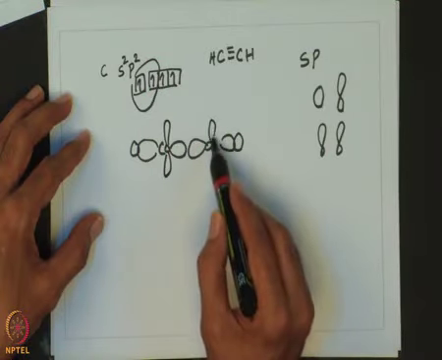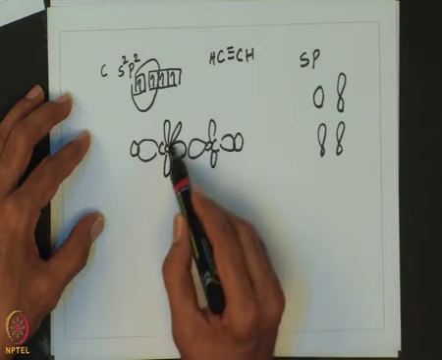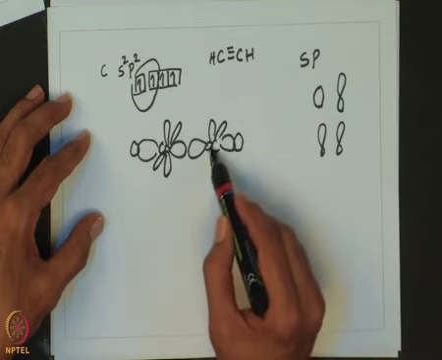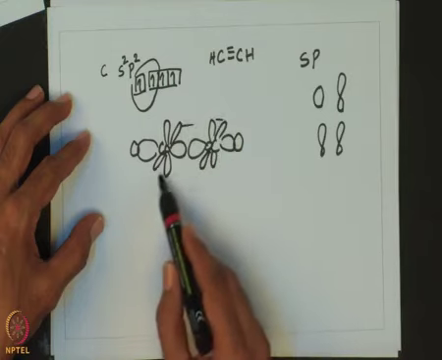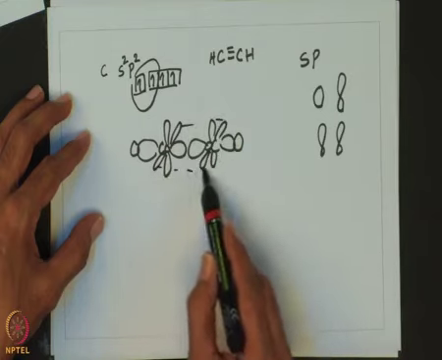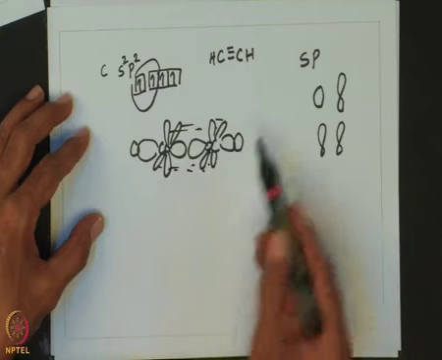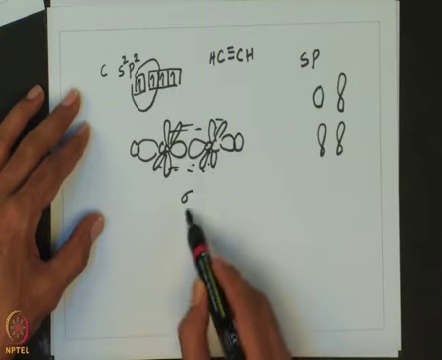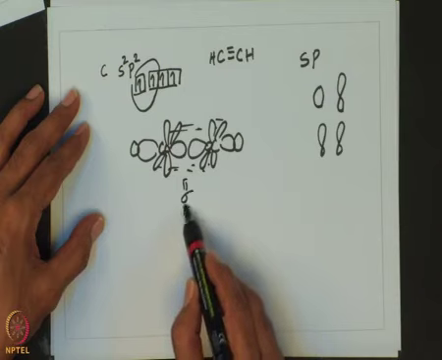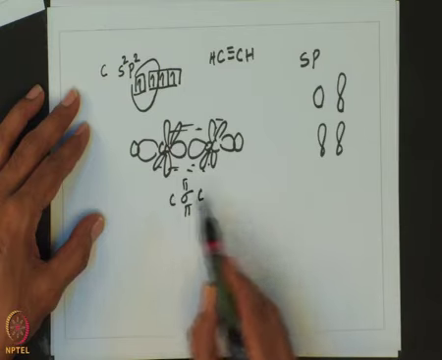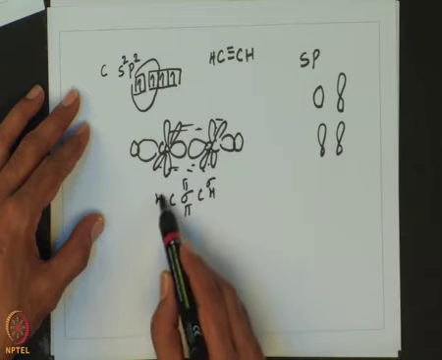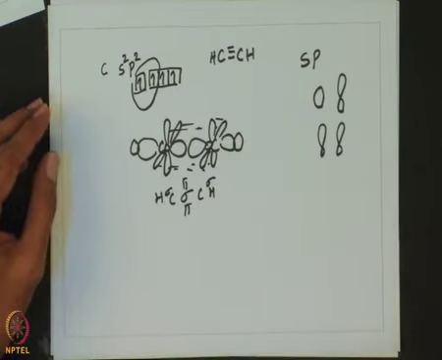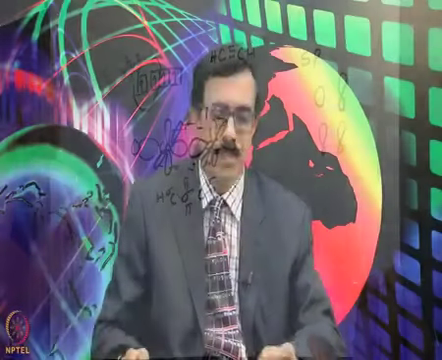We have these, and similarly we have two more p orbitals from the other carbon atom. So, this is called pi bonding. We have a total of 1 sigma bond and 2 pi bonds between the two carbon atoms, and between carbon and hydrogen we have 1 sigma bond. So, this is how you can explain the bonding using the hybridization concept.